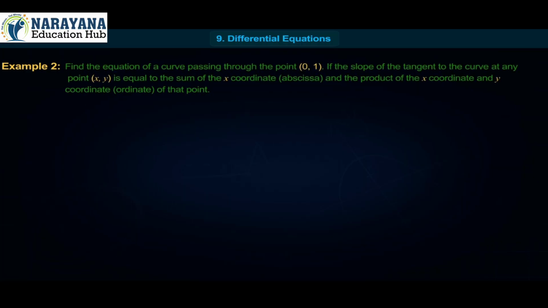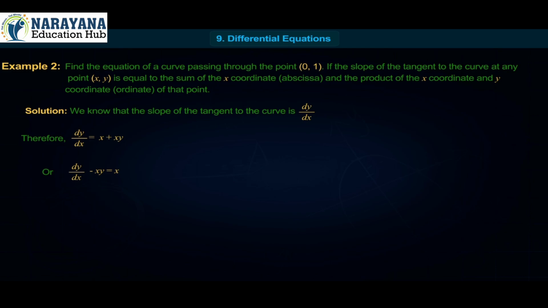Example 2. Find the equation of a curve passing through the point (0, 1), if the slope of the tangent to the curve at any point (x, y) is equal to the sum of the x coordinate, that is abscissa, and the product of the x coordinate and y coordinate, that is ordinate, of that point. Solution: we know that the slope of the tangent to the curve is dy by dx. Therefore, dy by dx is equal to x plus xy, or dy by dx minus xy is equal to x.